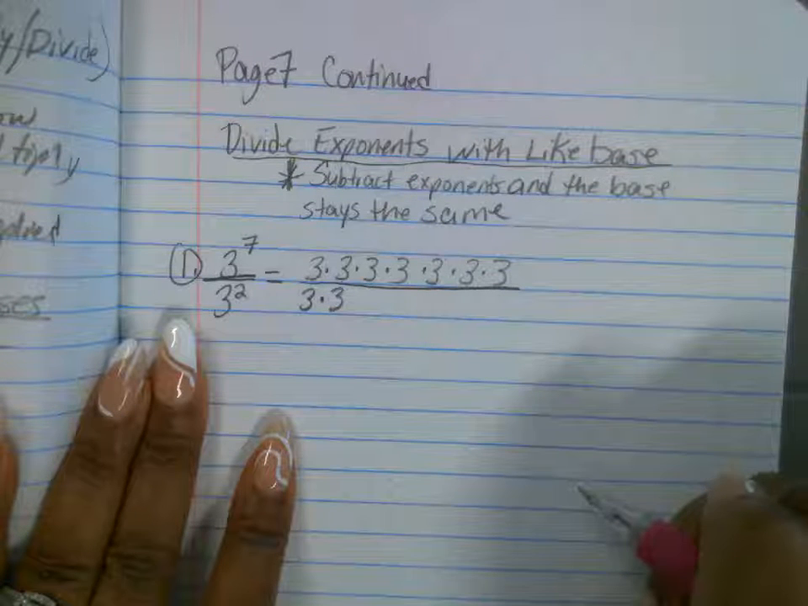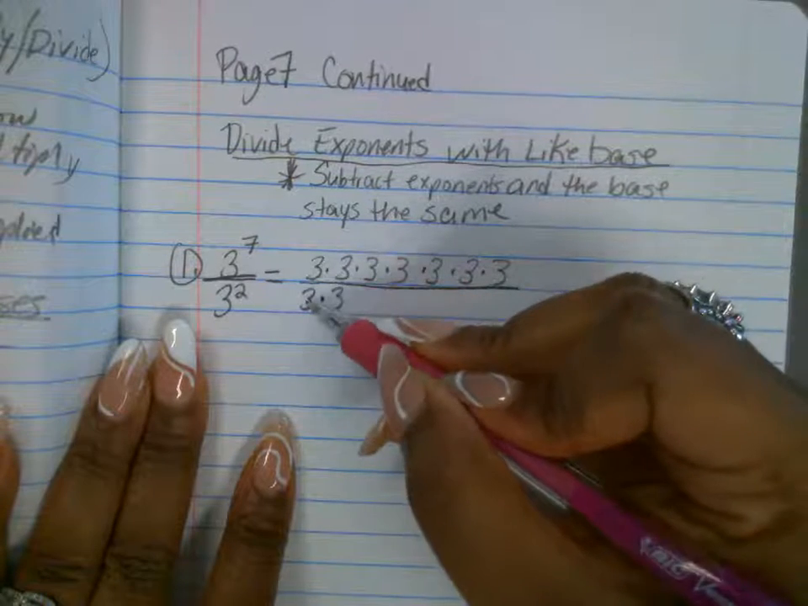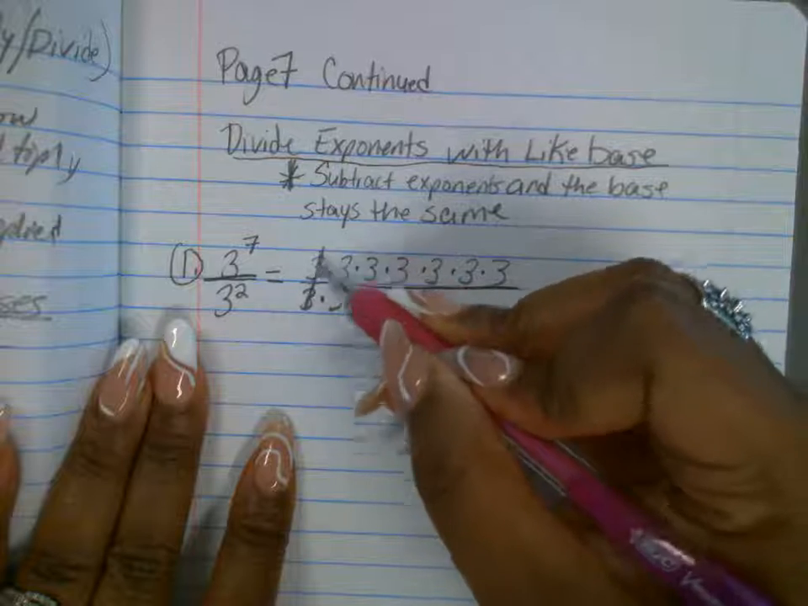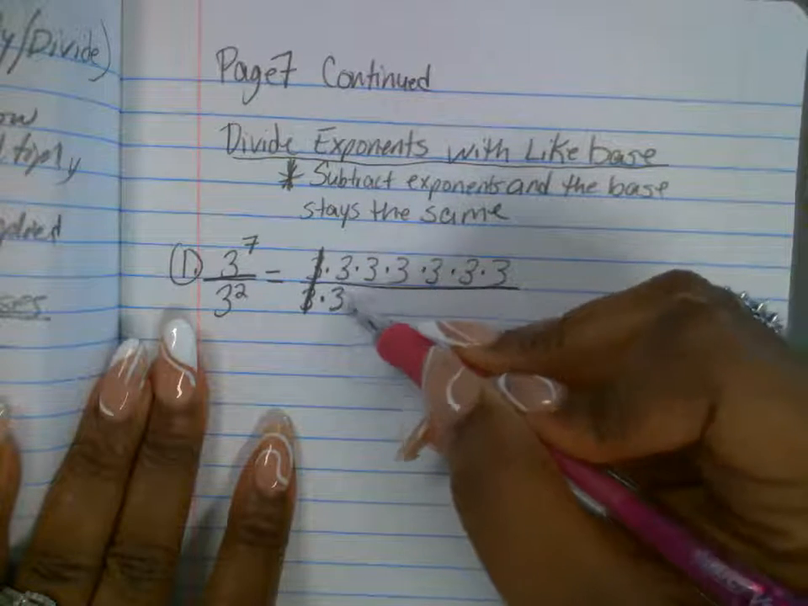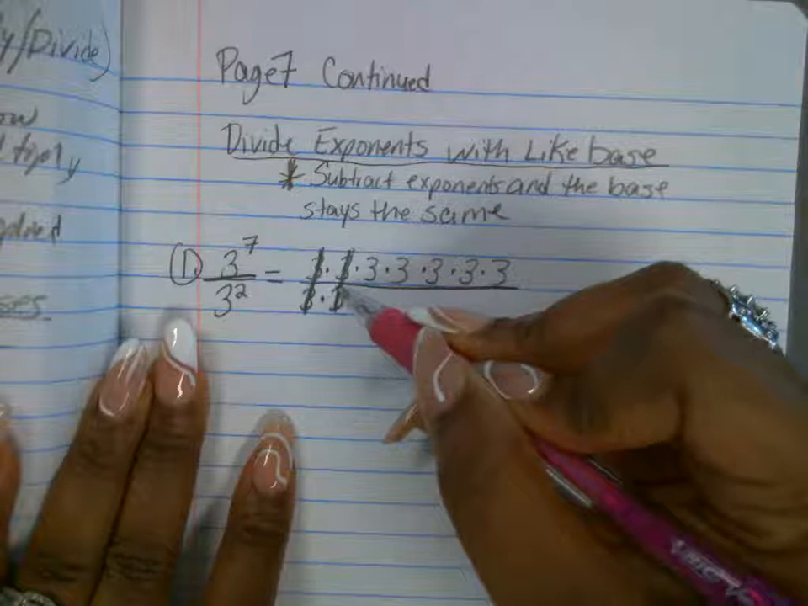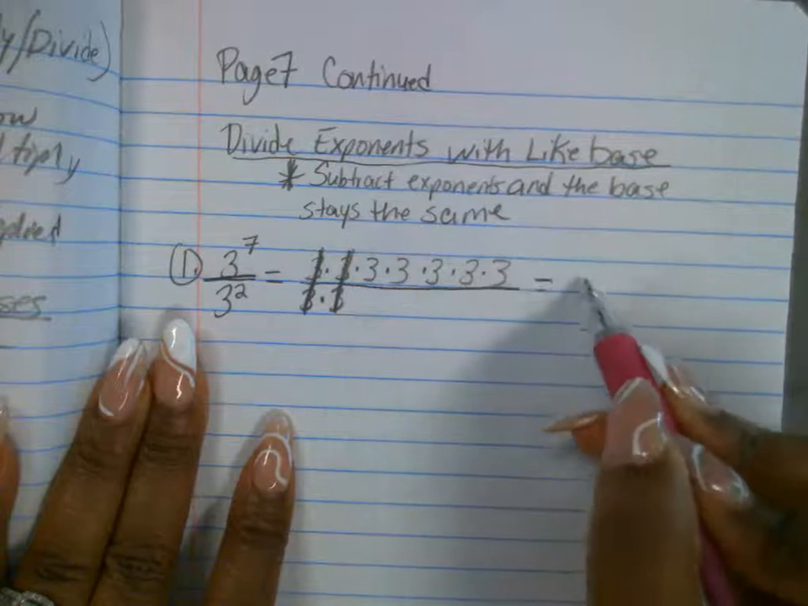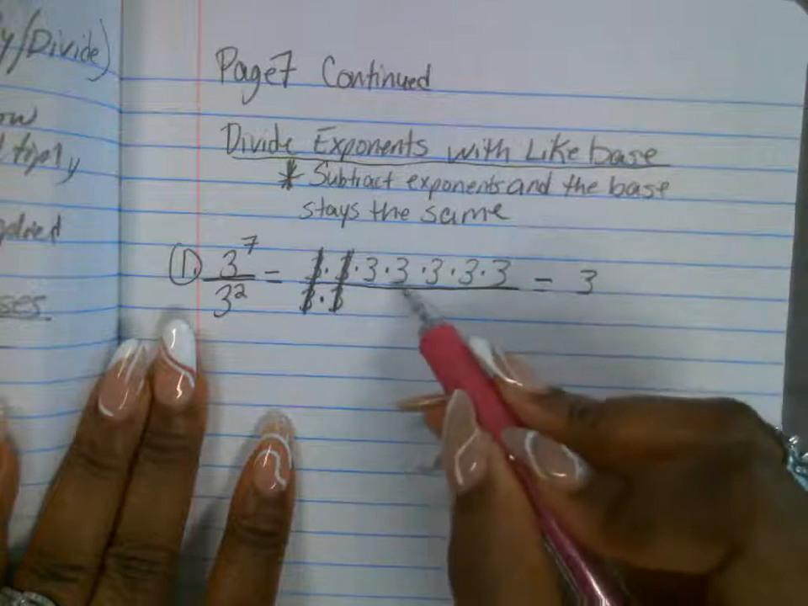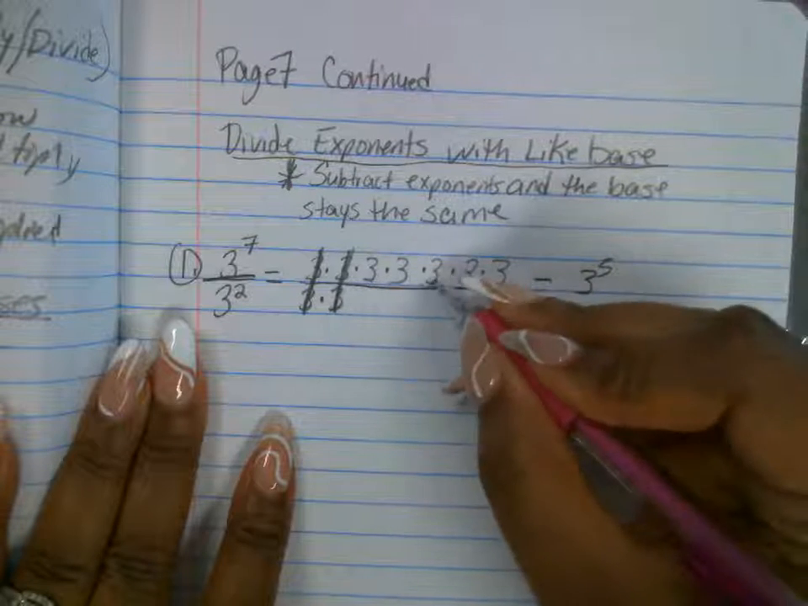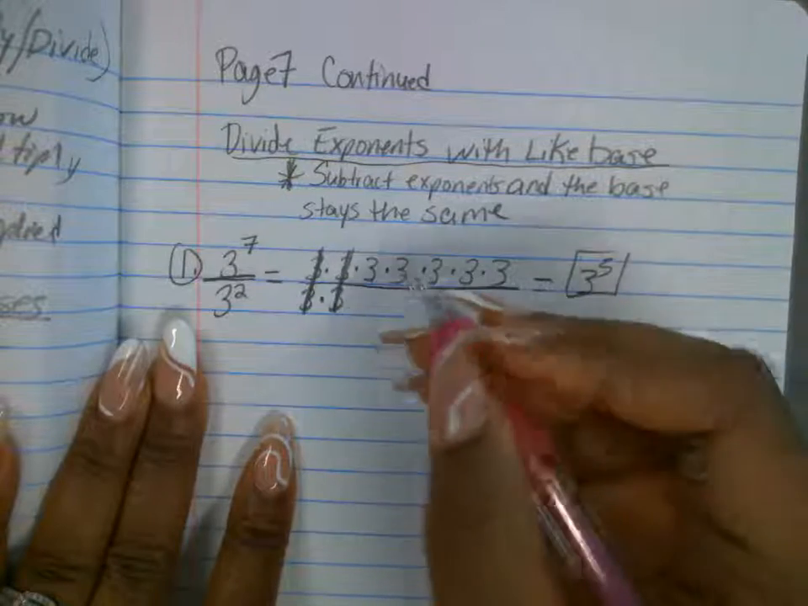So now we're going to divide. Watch what Miss Reyes does so you don't get lost. We have 3 divided by 3. What's 3 divided by 3? 1. Come on, y'all. That's 1. What's 3 divided by 3? 1. What's 1 times 1? What's 1 times 3? 3. Okay, so how many 3s are left? We have 3 to the what power? 5th power. 1, 2, 3, 4, 5. This is the expanded form.